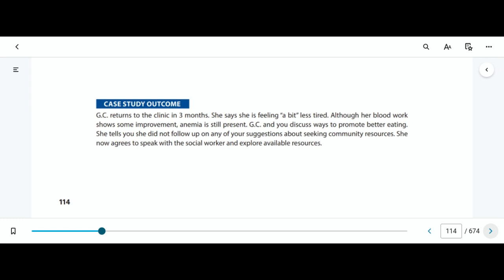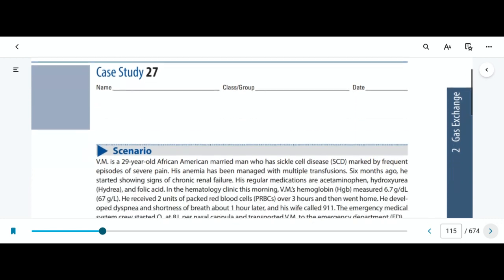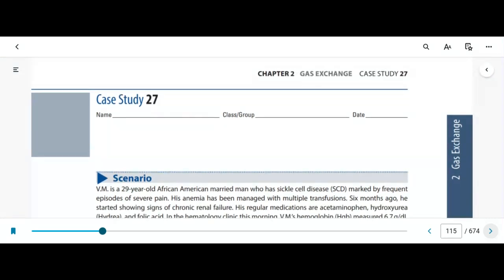Oh goodness. Yeah. You didn't follow up on any of them? None? Okay. She now agrees to speak with the social worker and to explore some available resources. So that's some real life nursing right there. Didn't follow up on any? None? Not even one? Okay. Okay, we're going to do case study number 27.